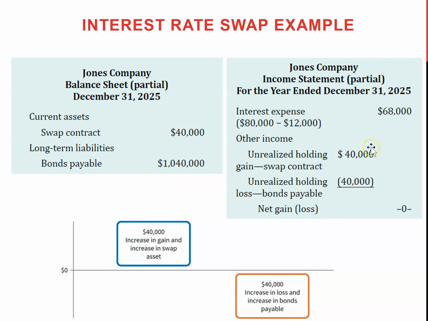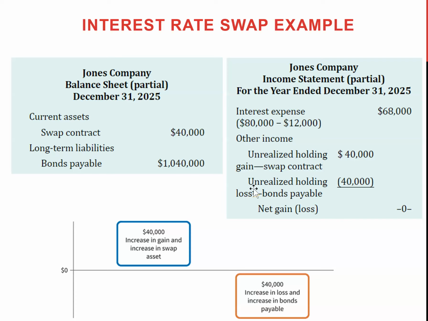You will also see that interest rate related gains or losses are also offset on the income statement. So Jones' interest expense was $80,000. That's what Jones paid to the bondholders. And from the swap counterparty, Jones received a net $12,000. So ultimately, Jones' interest expense is $68,000, and that is based on the variable rate.